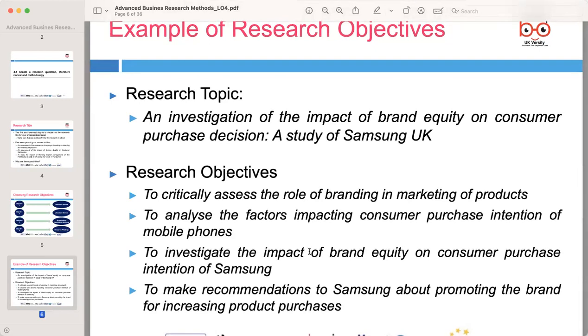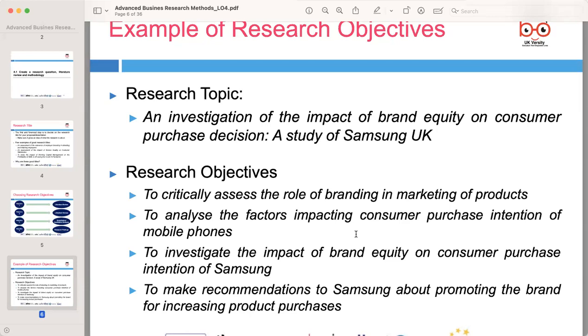So in this objective, we will examine how branding plays a critical role in promoting and selling products. So next one is to analyze the factors that impact consumers' intention to buy mobile phones. So here we'll investigate the various factors that influence consumers when they are considering purchasing a mobile phone.